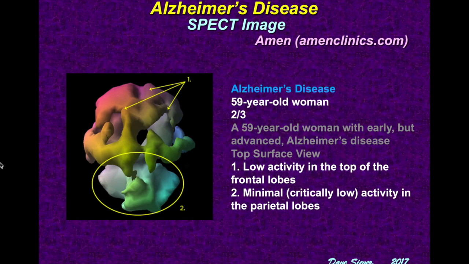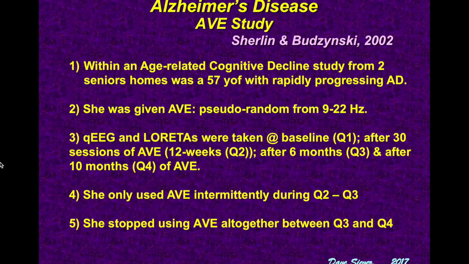When you look at someone here with Alzheimer's disease, now this happens to be a top-down shot, and we're looking at the brain here. Here's the front and the back. We again see the cuts go way, way deep into the brain, down into the thalamus. So that's very fascinating stuff on treating Alzheimer's with entrainment. It was part of a larger study involving a few dozen participants from 2 seniors' homes in Seattle. The study was done by Leslie Sherlin and Tom Budzynski back in 2002.